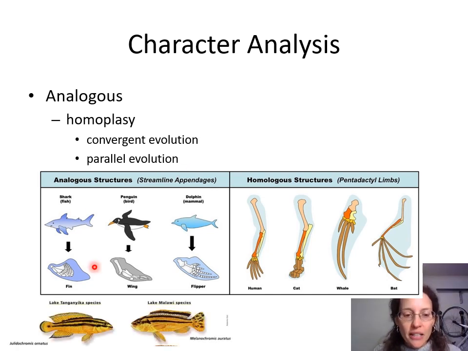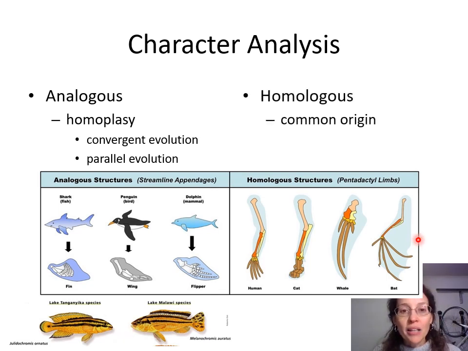Parallel evolution is where we see similar traits in more closely linked lineages. This could be like in these two fishes, right? We see similar color patterns and similar morphology. They're two distinct species, right? They're found in two different lakes. They're more recently separated, so we consider that to be parallel evolution that we're seeing there. So these are analogous characters.